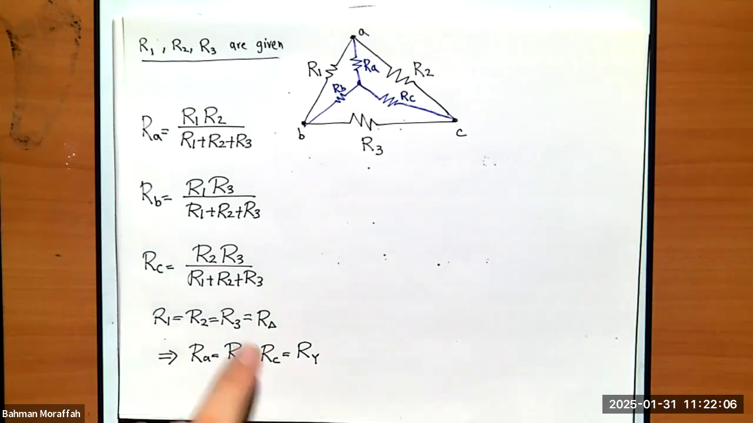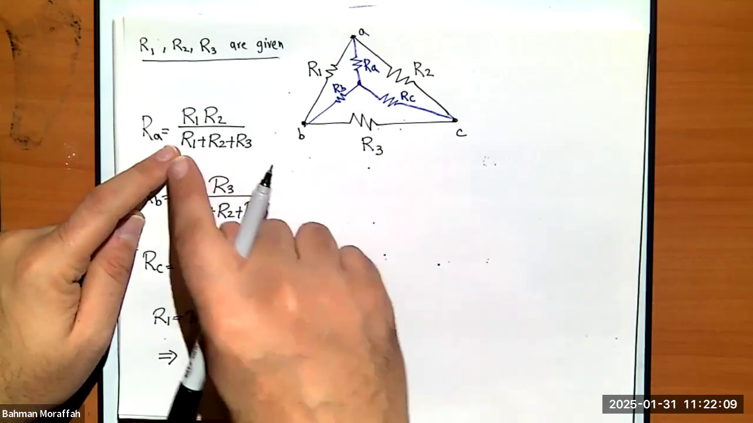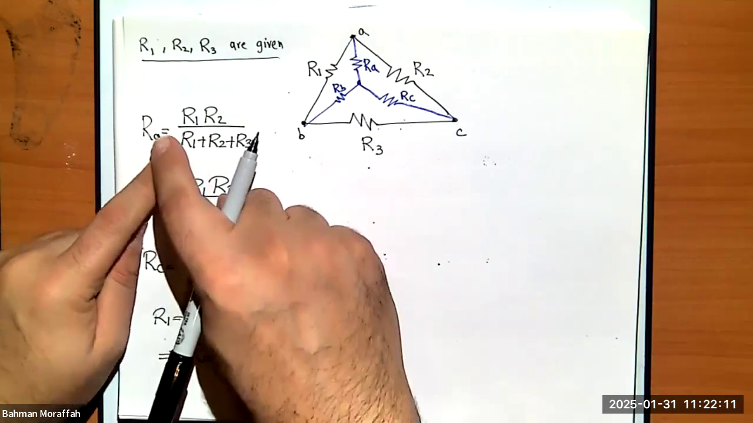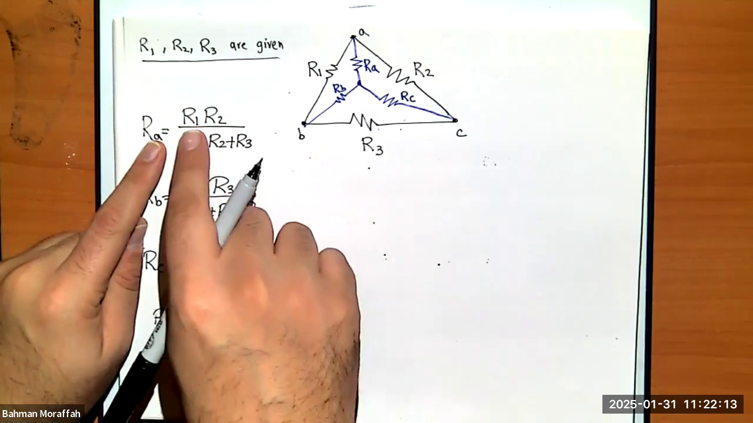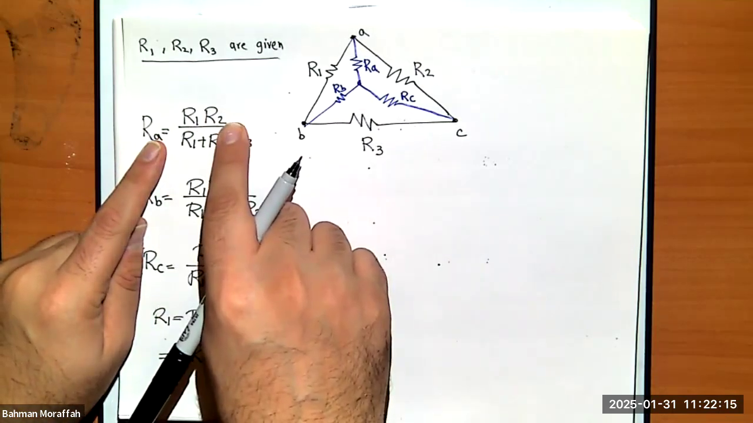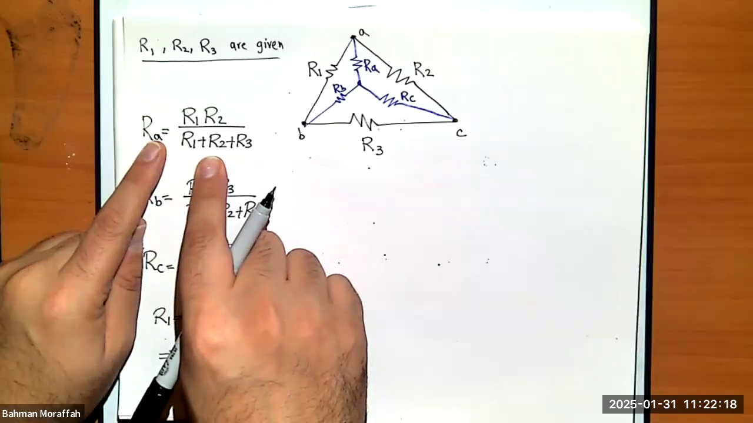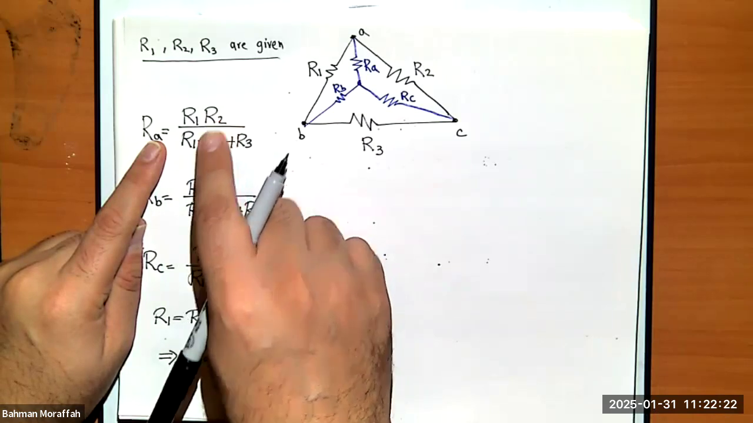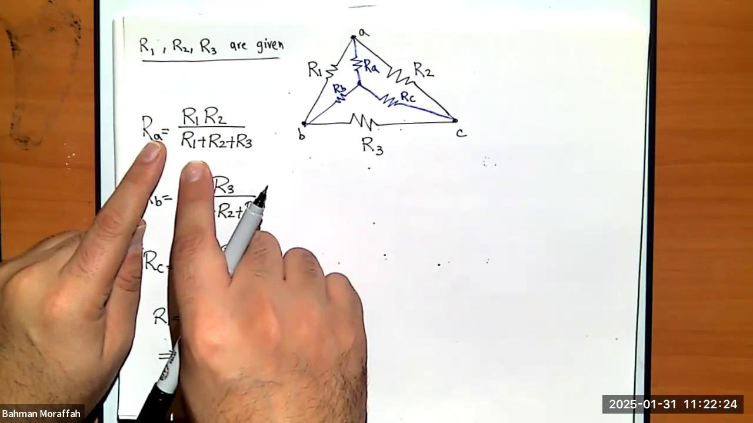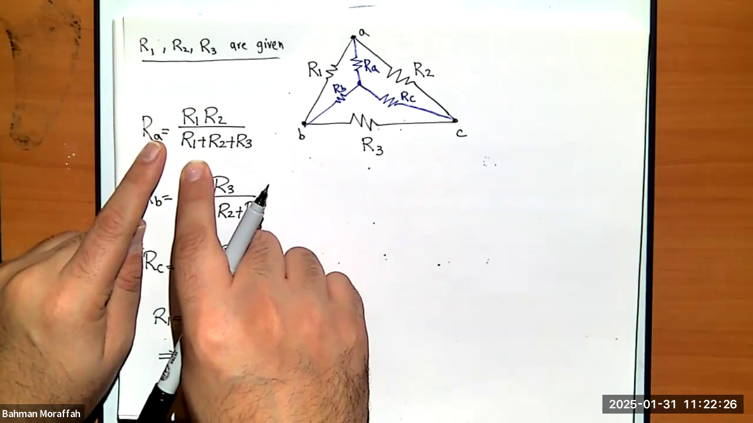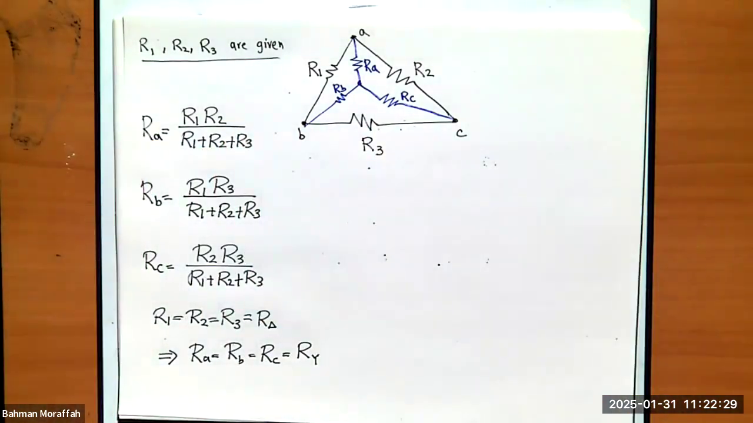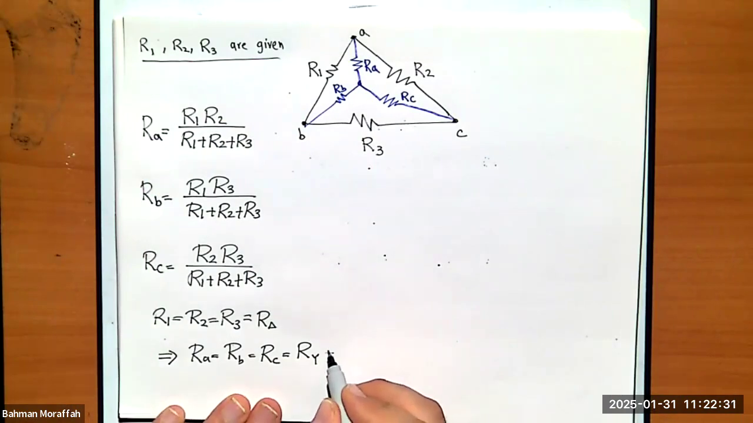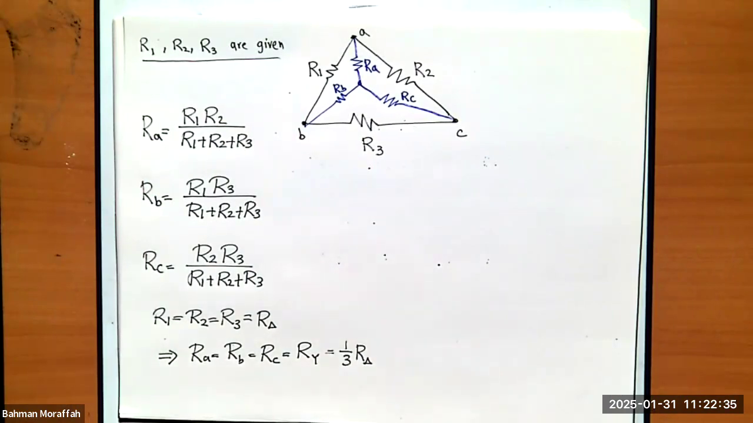And we could compute RY using one of these formulas. For example, let's just use this one. If I wanted to compute RA, I know I have R delta times R delta divided by R delta plus R delta plus R delta. So I have R delta squared divided by 3 R delta. R delta and R delta cancel, so I have basically R delta divided by 3. So that's 1/3 R delta, right? And that was a special case, right?